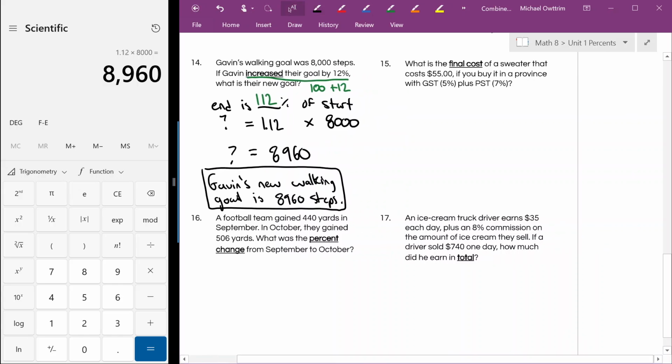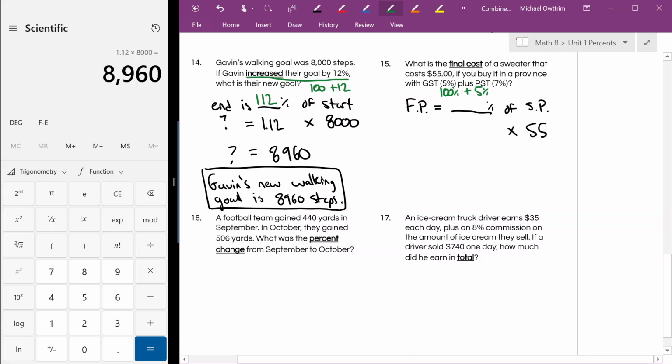Question 15, we want the final cost of a sweater that costs $55 if you buy it in a province with a GST of 5% plus PST of 7%. So in this question, we know that our final price will be equal to some percent of the sale price. And in this case, there's no talk of discount or anything, so that of our sale price will just be times our $55. Of course, we know our zeros on the end make no difference there, so $55 is really just 55.